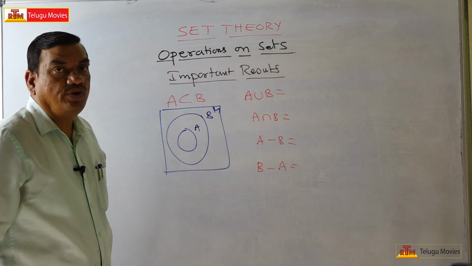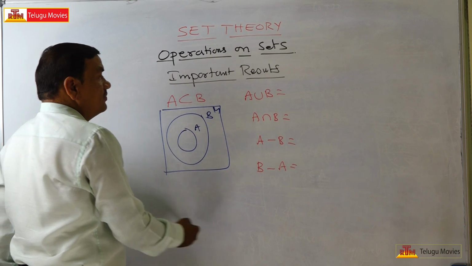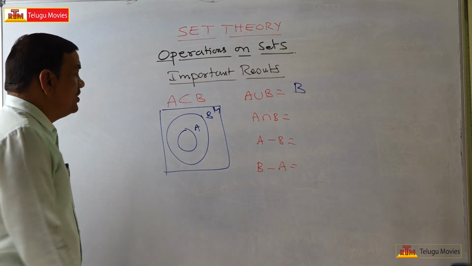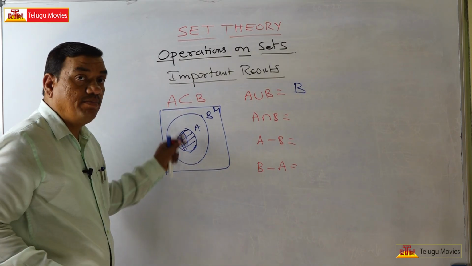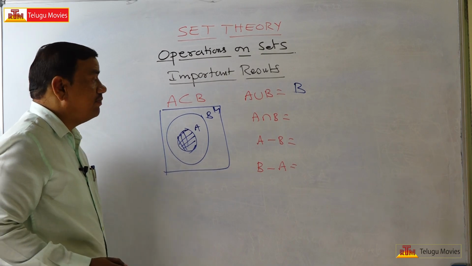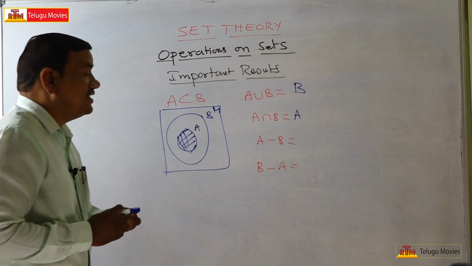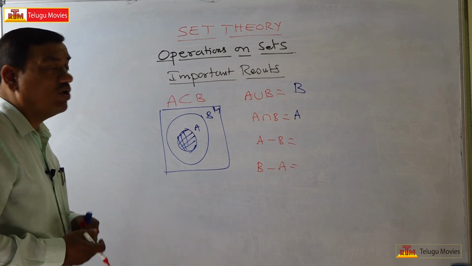What about A union B? A union B means the whole thing will come, that is nothing but B. What about A intersection B? A intersection B means the common part of A and B. That is equal to A. What is A minus B? When A is a subset of B, what about A minus B?